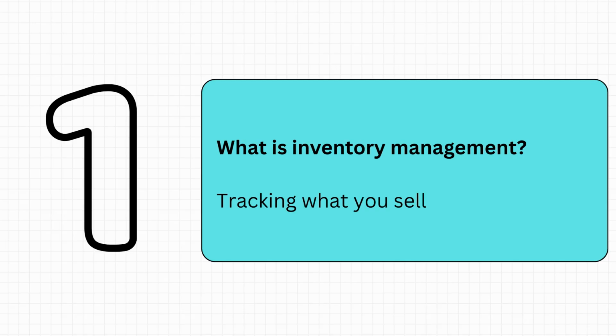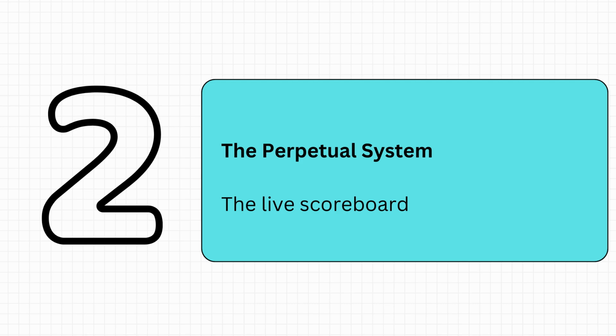All right, first up in the ring, the perpetual system. Honestly, the best way to think about this is like a live scoreboard at a football game. Every single time something happens, a sale, a purchase, the score updates instantly. You always know exactly where you stand, right down to the second.